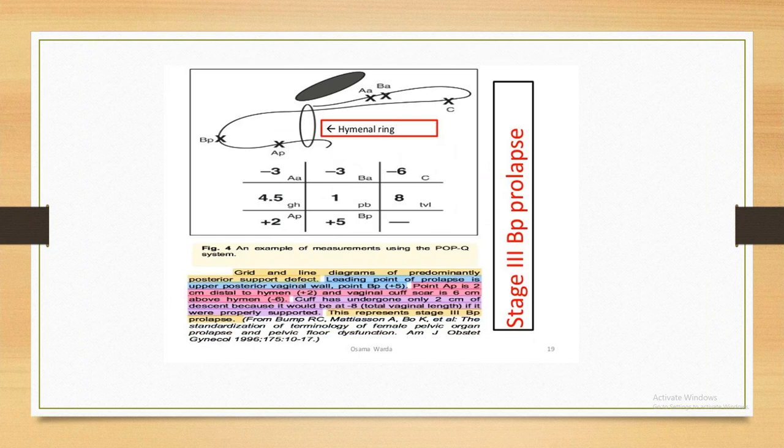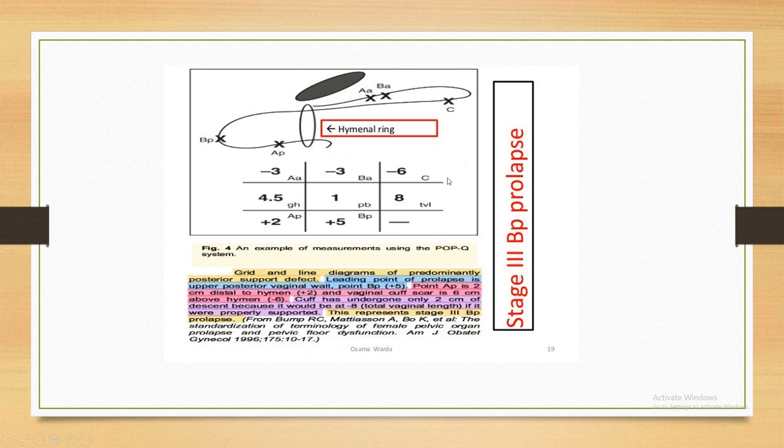See here, this is the example. Don't read the description. Now I will tell you exactly how to rate it. That's why I have taken this description. First you have to see the grid, the lowest right corner of the grid, whether D is present or not. Here D is not present, am I right? So it becomes post-hysterectomy vault prolapse.